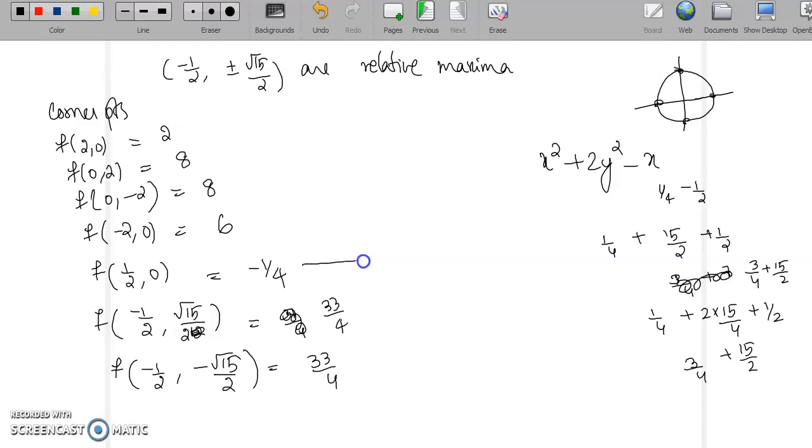So therefore the minimum of all these will be minus 1 by 4. So this will be the absolute minimum. The absolute minimum value is minus 1 by 4, and that occurs at 1 by 2, 0. And this will be the absolute maximum. The absolute maximum value is 33 by 4, and that will occur at these 2 points.